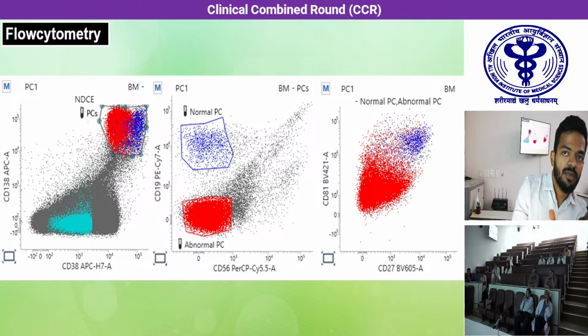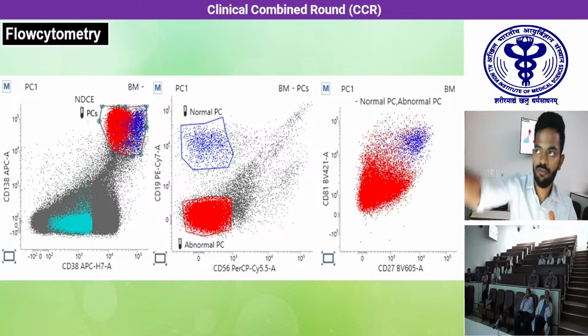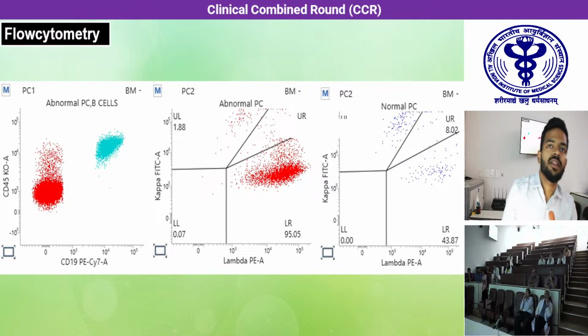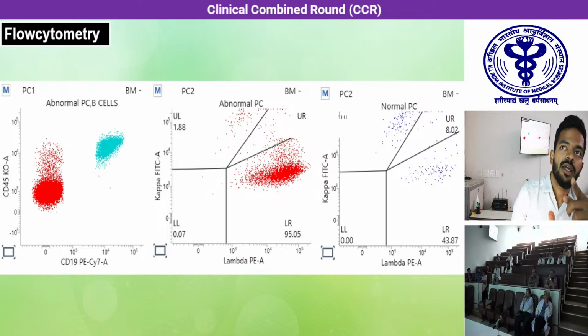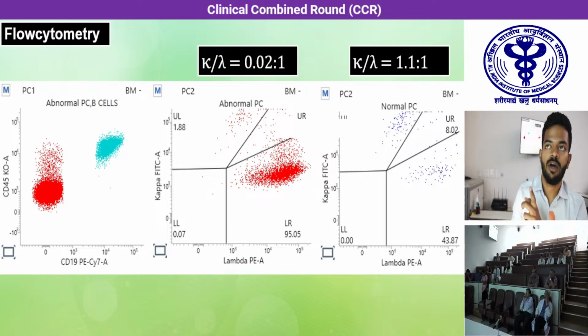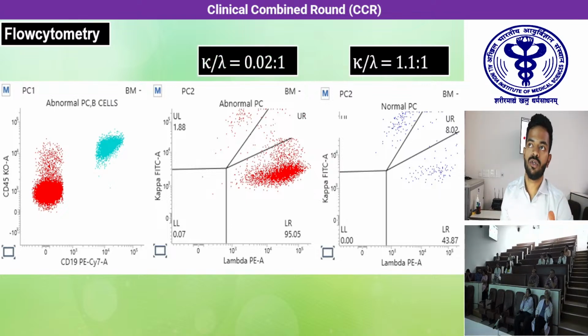Whereas in the abnormal plasma cells, as they are highlighted with the red color, they are CD19 negative and dual negative for both CD27 and CD81. They also show loss of CD45 as against the normal B cells on the top right. Then in the normal plasma cells, the kappa lambda ratio was 1.1:1, whereas in the abnormal cells, there was a skewed ratio of 0.02:1.